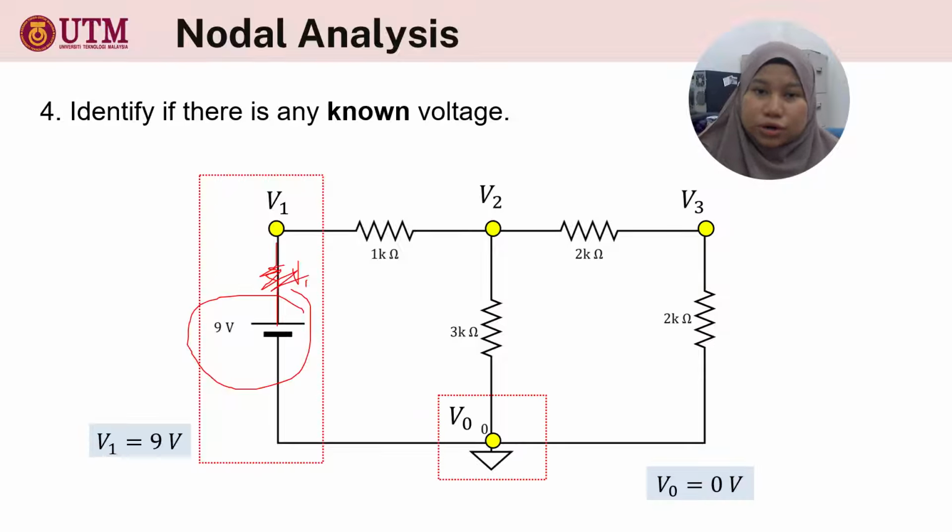And this also we already know, this is V0 equal to 0 volt. Okay, we know these two nodes, this is 9 volts, this is 0 volt. How about this? How about this? Do we know this? We don't know. We don't know any voltages here yet. Okay, this is what we need to calculate. We need to find the values of V2 and V3.